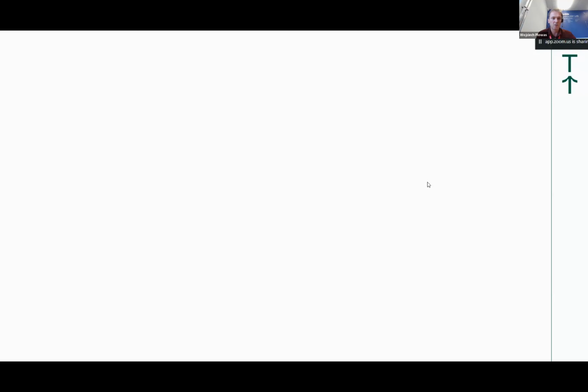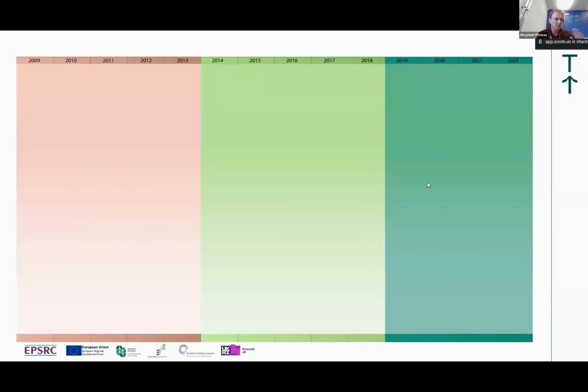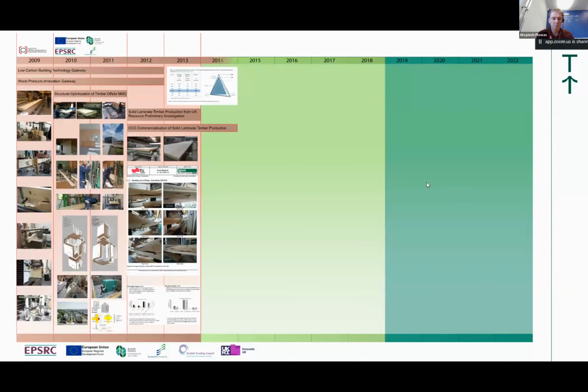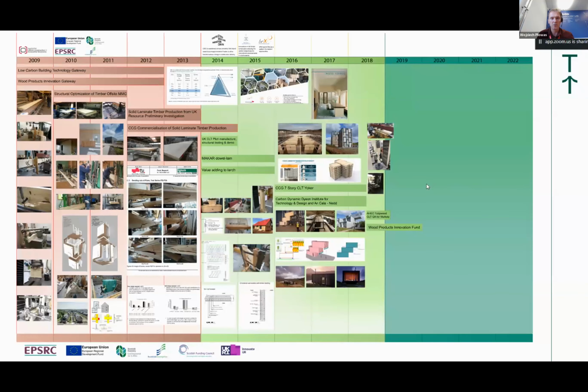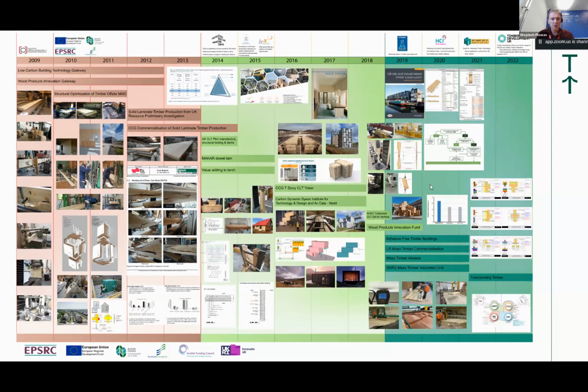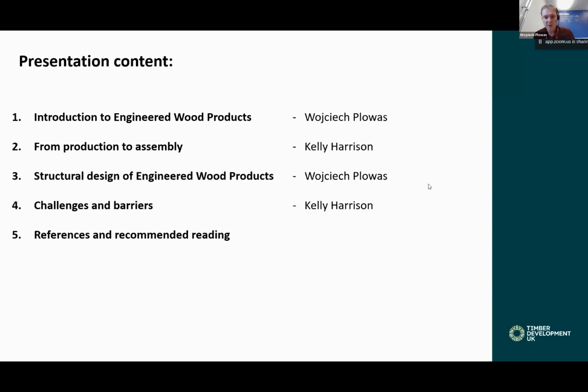By means of introduction, just to put things in perspective, I prepared this very quick slide showing a backlog of our projects that we've carried out here at Napier, starting from 2009. That was obviously before I joined the team. I joined the team here in 2015. Again, quite a lot of research projects done to date for many different types of funders. And that led me to the invitation to provide this presentation on mass timber systems.